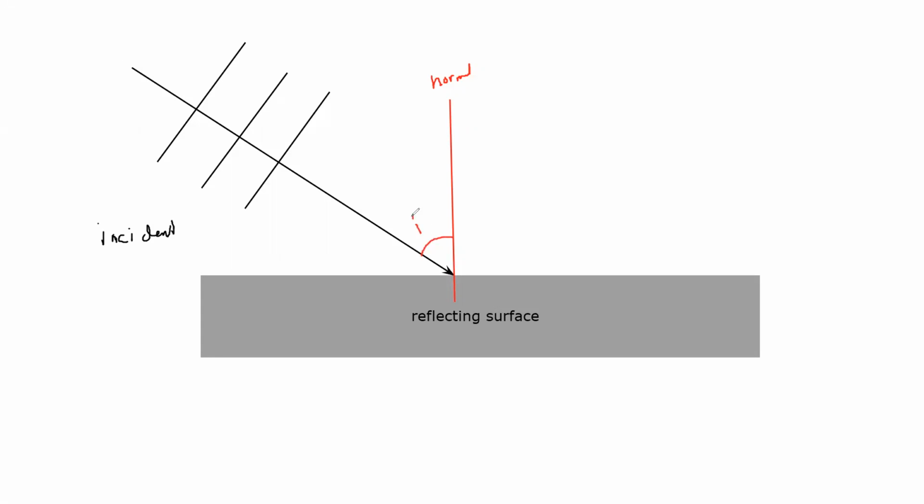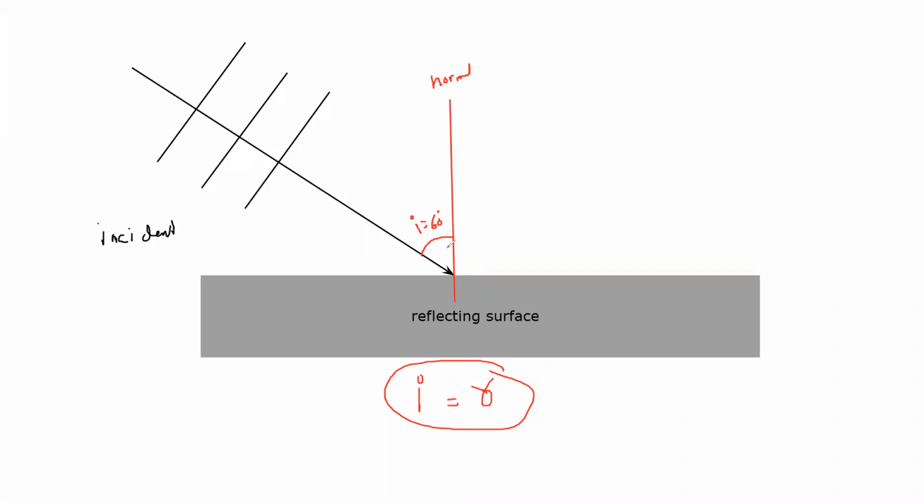So for example, if this angle of incidence is 60 degrees, then for a reflection to occur, the angle of incidence should be equal to the angle of reflection. This is also called the law of reflection. When something is a law, it means it holds true all the time. It's not a theory, it's a law. So it's true for all cases. So the angle of incidence is 60.